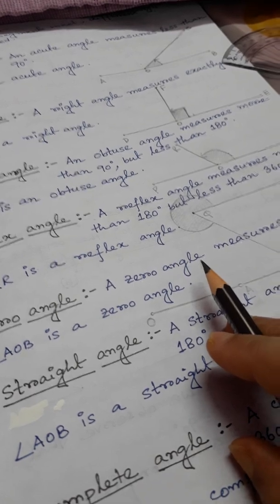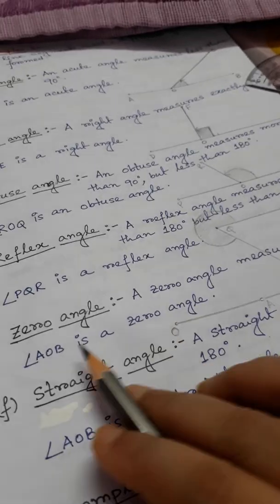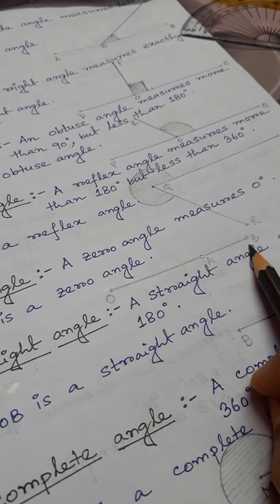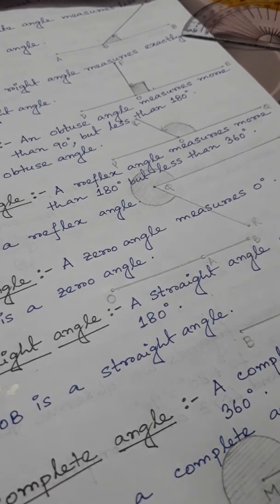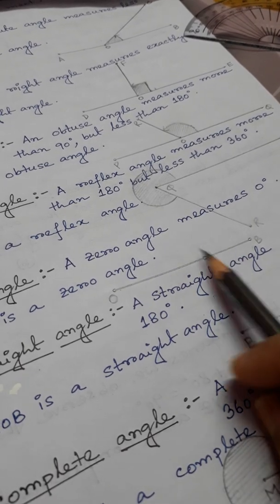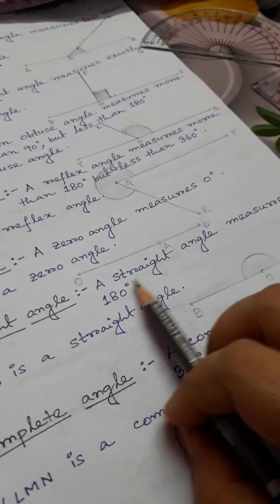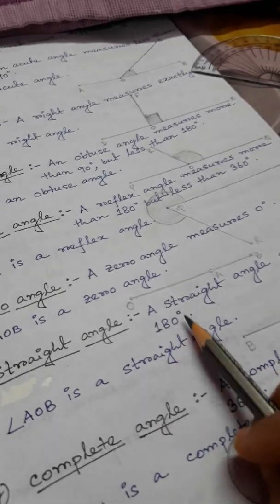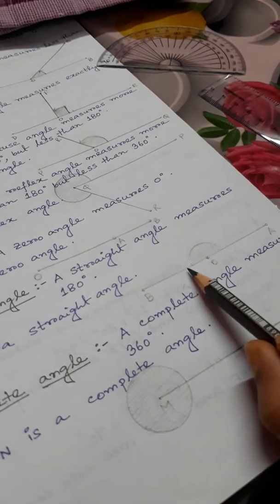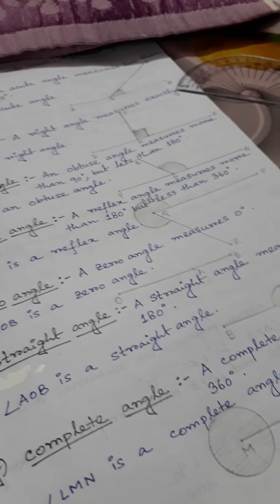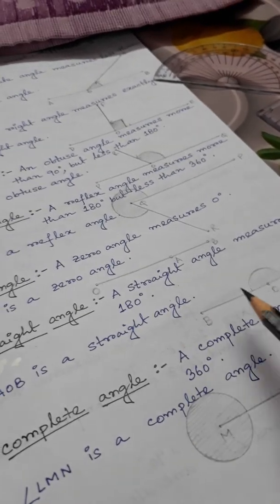See here, the zero angle. A zero angle measures 0 degrees. The zero angle is very easy to remember. Angle AOB is a zero angle. We cannot measure it, so its measurement is 0. Okay, now the straight angle. A straight angle measures exactly 180 degrees. This is a half circle. AOB is a straight angle.